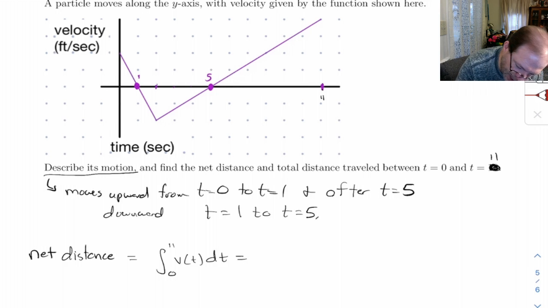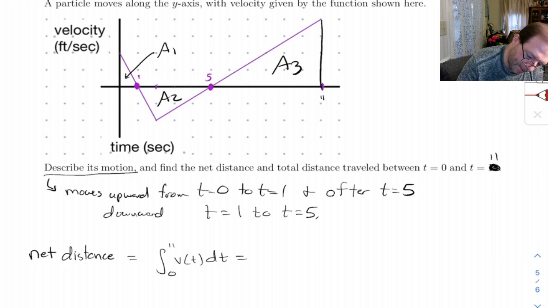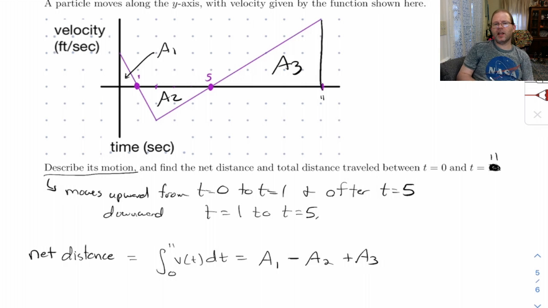So we've got three different areas to consider. I'm going to call this area 1, area 2, and area 3. So this is supposed to be A1 minus A2 plus A3. Now why minus A2? Because I'm counting that area, the area of the triangle there is positive, but it's going to contribute negatively toward the integral because it's below the axis. So let's add these up.